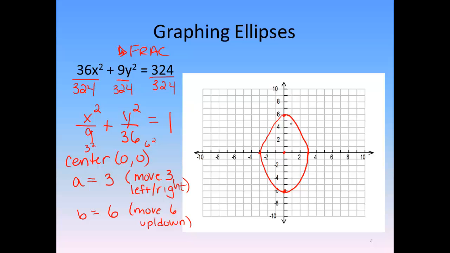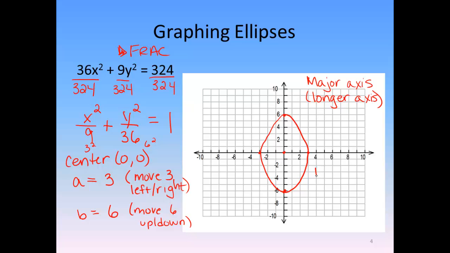Now this ellipse is vertical. It's going up and down because this bigger number, 36, was underneath the y-coordinate. So we have a little bit of vocabulary that goes along with this. We have something called a major axis. Okay? The major axis is going to be the longer axis. In this case, it's the y-axis.